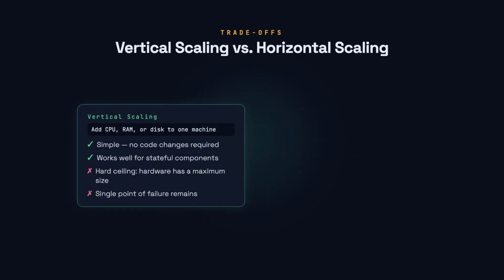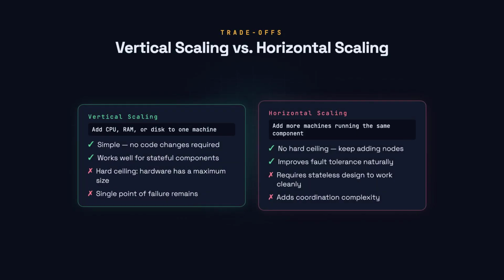Vertical scaling is the quick win. You resize the machine and move on. It is ideal for databases and other components where shared state makes distribution difficult. But every machine has a ceiling, and you are still one failure away from an outage. Horizontal scaling removes the ceiling and adds resilience, but it demands that your components be stateless. Each server must be able to handle any request without relying on local memory from a previous one.